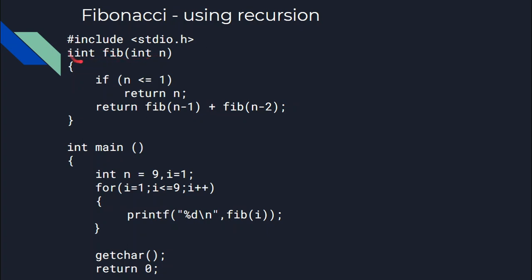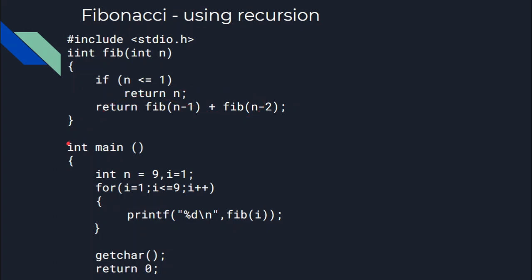Here int is the return type, then fib is the function name with int n, and then if n is less than 1, return n. That means if n is less than 1, the Fibonacci cannot be found, so the value itself is returned. Otherwise, return fib(n-1) plus fib(n-2). We know that the Fibonacci series is obtained by adding the previous two terms, so the n minus 1 term and the n minus 2 term give the nth term, as we did 0 plus 1 is 1. We have already seen the output, and we can also check it.